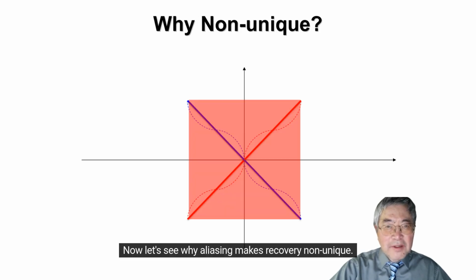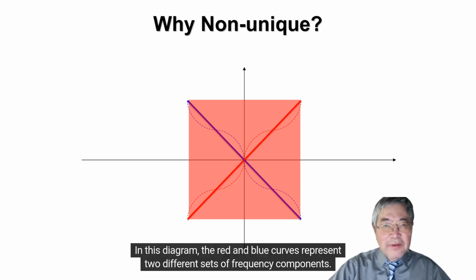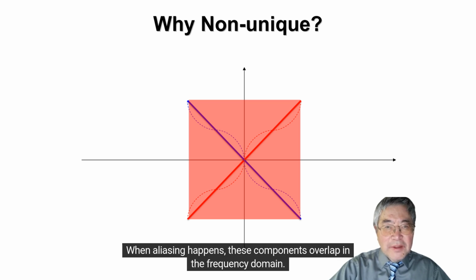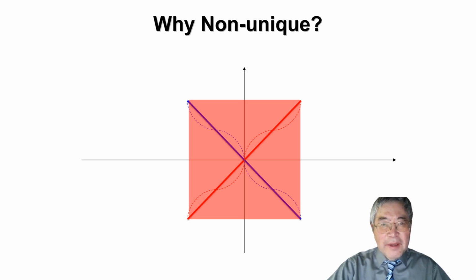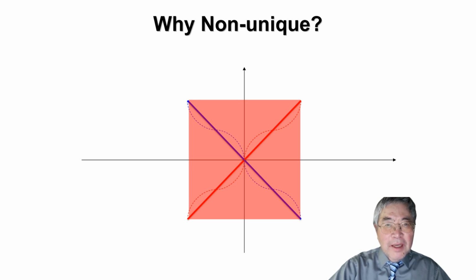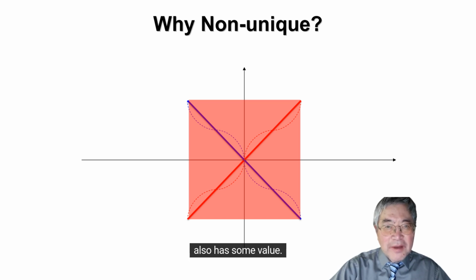Now let's see why aliasing makes recovery non-unique. In this diagram, the red and blue curves represent two different sets of frequency components. When aliasing happens, these components overlap in the frequency domain. At the points where they overlap, what we measure is just the sum of their values. For example, imagine that at a certain frequency, the blue component has a value of A and the red component also has some value. When they overlap, all we see is their sum.